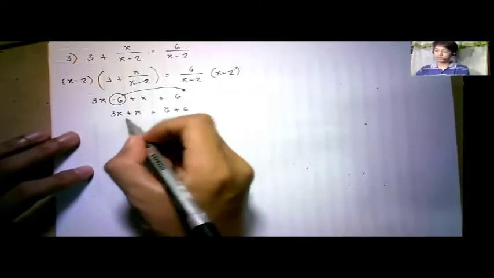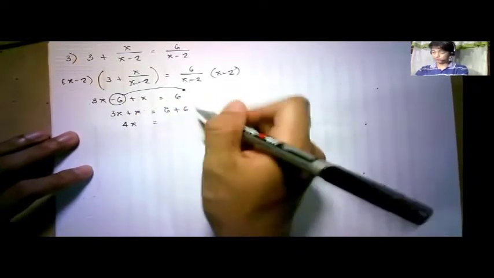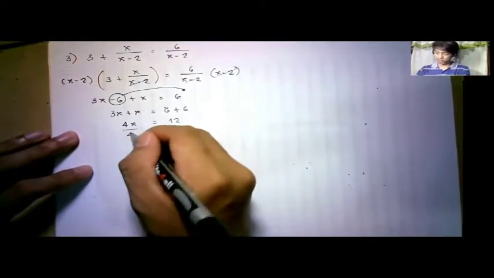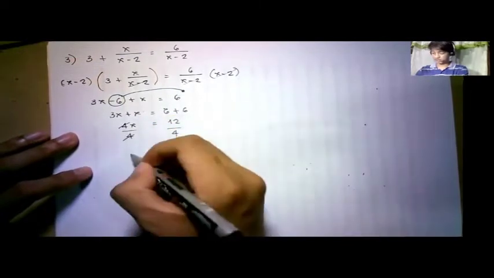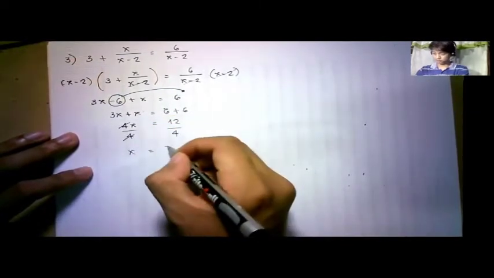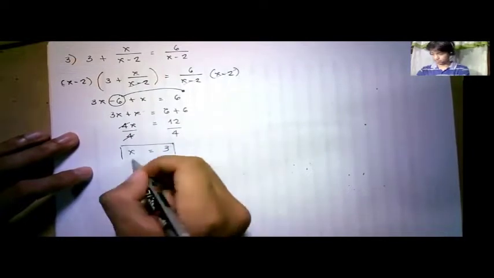+6. So we evaluate both sides, 3x plus x, that will give you 4x, is equal to 6 plus 6, that will give you 12. Then divide both sides by 4. Then that will give you the value. So x is equal to 3. Okay?